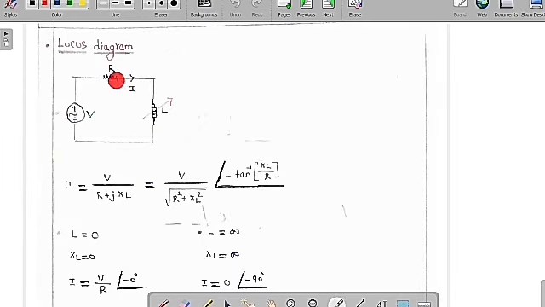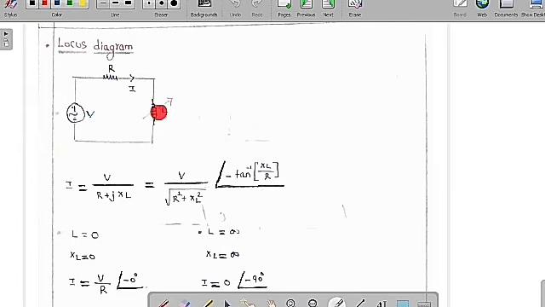Now we are going to learn about the locus diagram. Suppose the circuit is here, we are going to take an RL circuit. So we can say it is a series RL circuit with a voltage source of RMS value V. The current I is going to flow through this resistor and the inductor. I want to find the value of the current I when L is variable. So I want to know the nature of the current when I vary L from 0 to infinity.